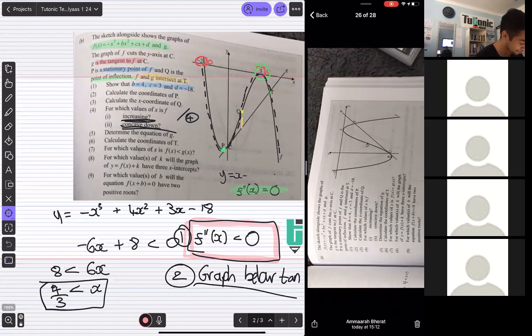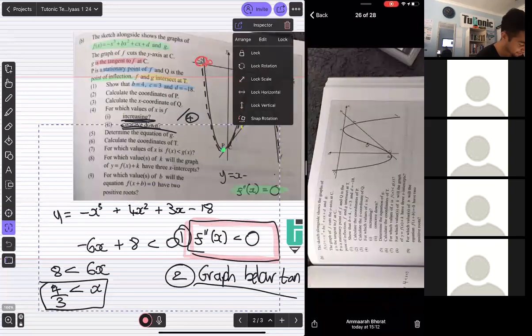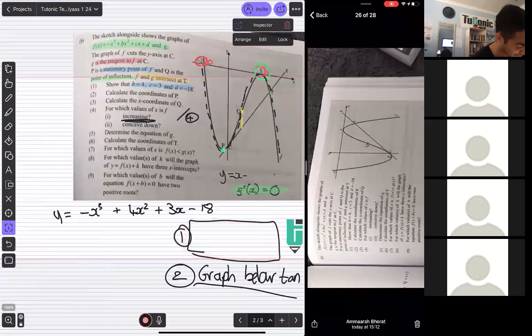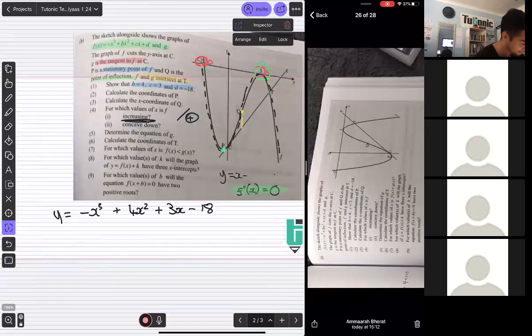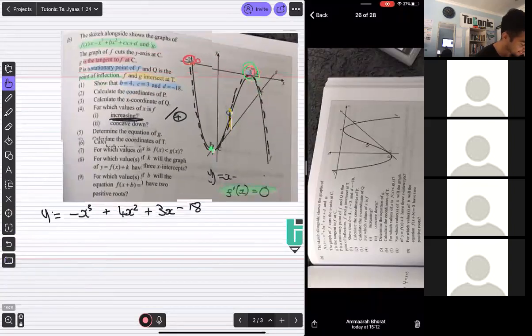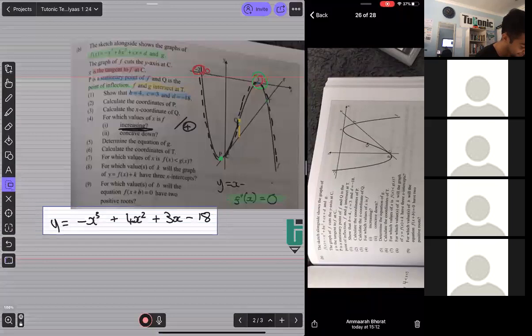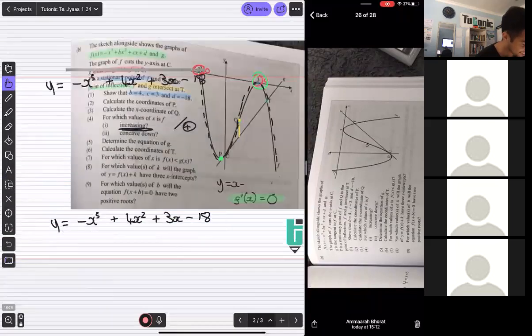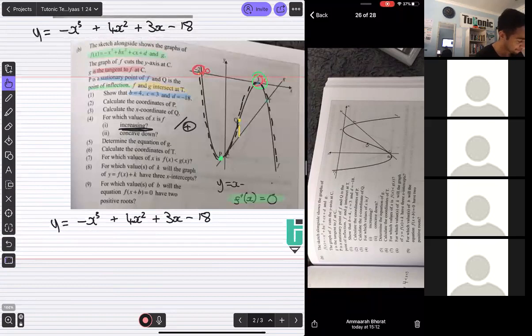The equation of G. What's G, guys? It's a tangent. So what do we know about tangents and cubic functions? The gradient of the tangent is equal to the derivative of the function at that specific point, at the point that it touches the graph. So you were like 90% there. The gradient of the tangent is the same as the gradient of the graph where it touches the graph.